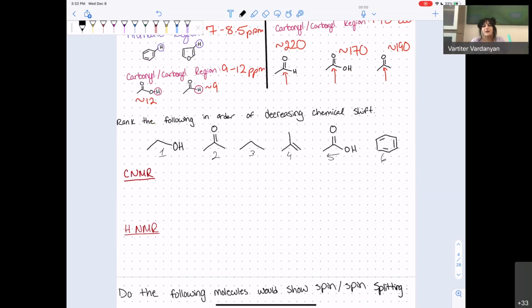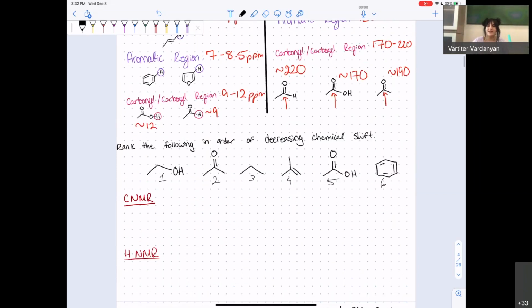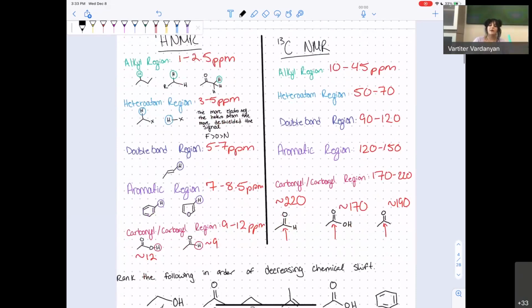Can I repeat it? Yes, I'm guessing you mean about the carbon versus hydrogen NMR thing. So for carbon NMR, the carbonyl region includes aldehydes, ketones, and carboxylic acids, whereas in hydrogen NMR, the carbonyl region is strictly for carboxylic acids and aldehydes. The alkyl region is what has the ketone.